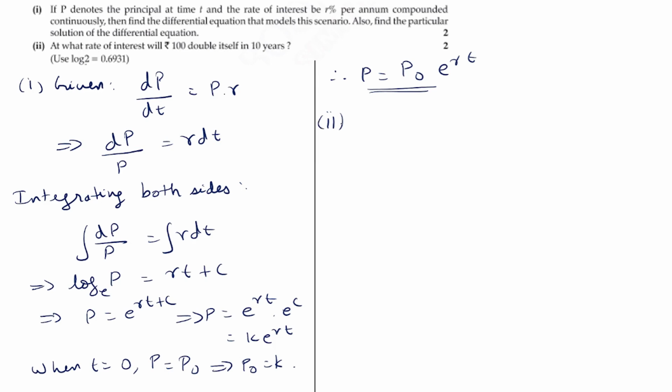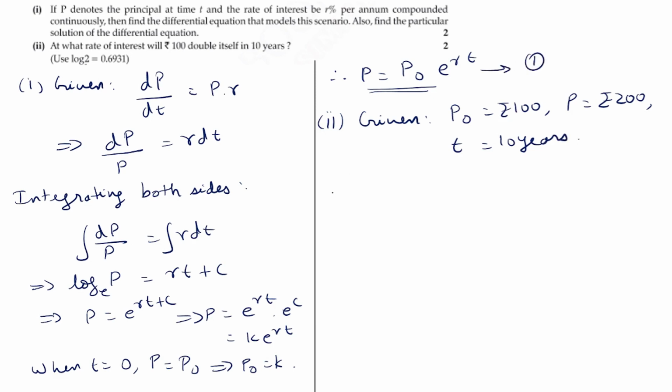So in the second subdivision, given P naught is ₹100, we need to find the rate of interest at which ₹100 will double itself. That is, P becomes 2 times P naught. So P is ₹200 and t is 10 years. Let us take this as 1. From 1, 200 is equal to 100 into e raised to 10r.